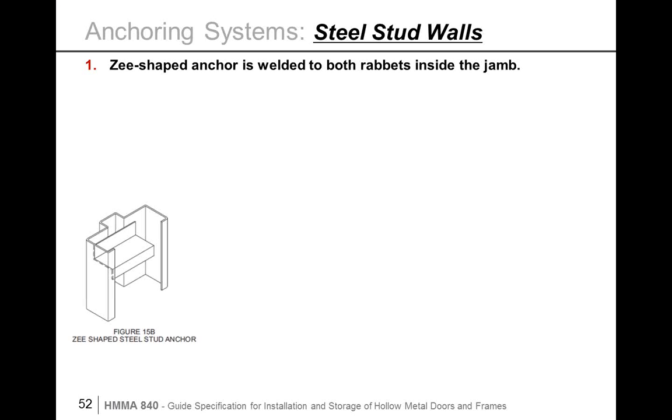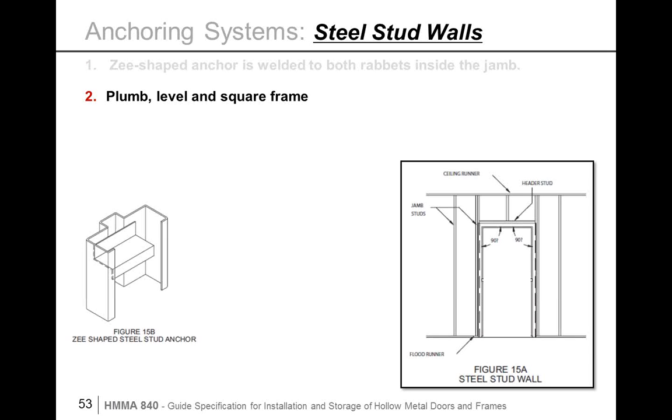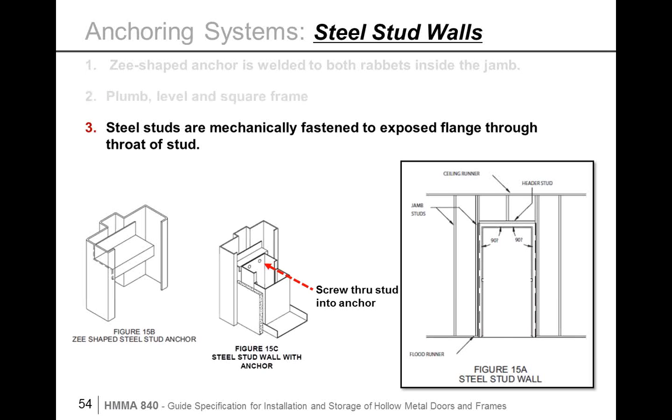In this, there are different types of anchors, but it's mainly a Z anchor that is welded to the back side of the frame. So you come to the job site with the anchors in. Once the frame is slid into the rough opening, the frame is plumbed and leveled. Then screws or some type of fastener is attached from the stud into the anchor.